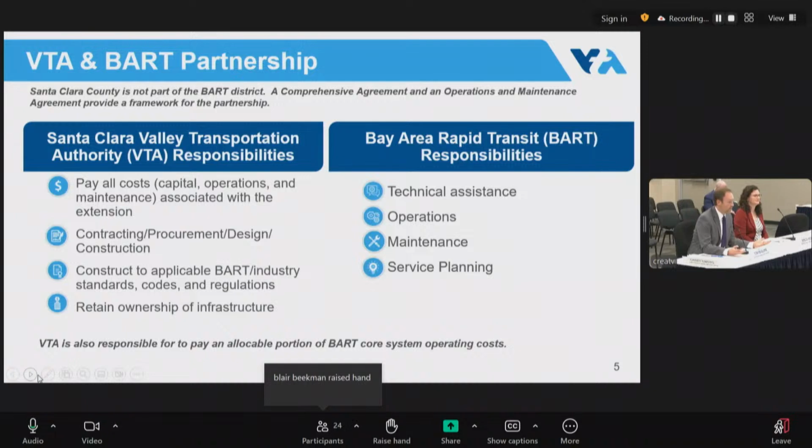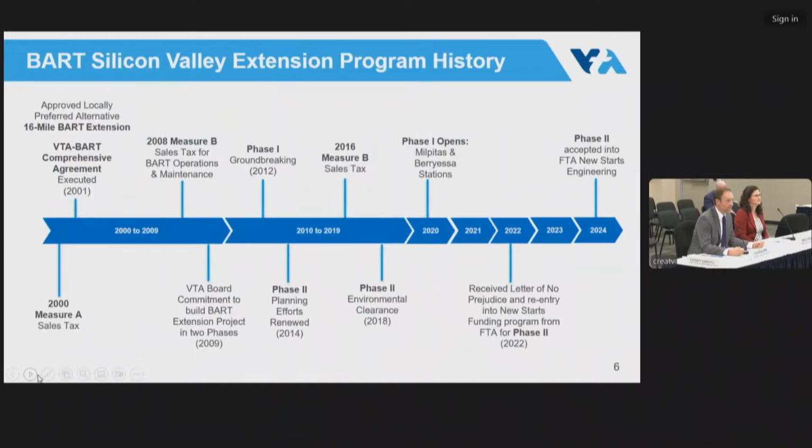We hold all the contracts. We're essentially the client for all of our construction contractors, and we, VTA, will own the infrastructure from the county line, just north of Milpitas, all the way to Santa Clara. But BART is an important partner. BART staff are deeply embedded in our engineering and design teams. They're overseeing the construction in partnership with us, and they will operate the system seamlessly once it is complete.